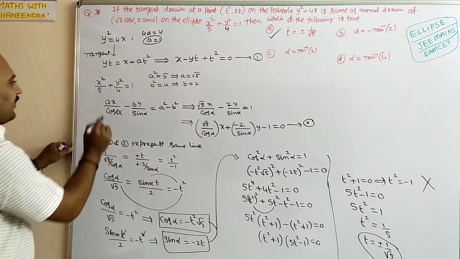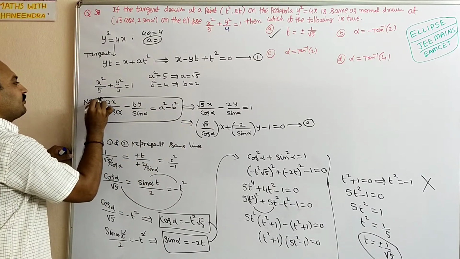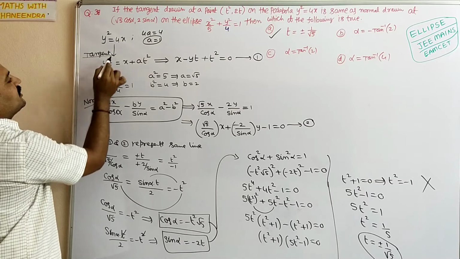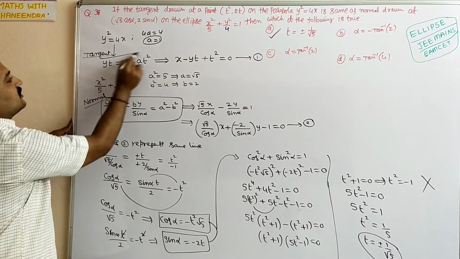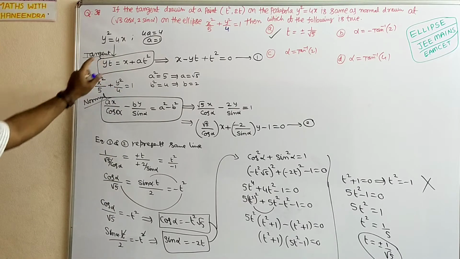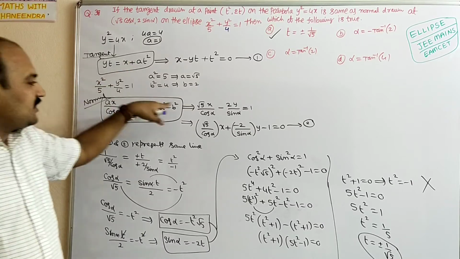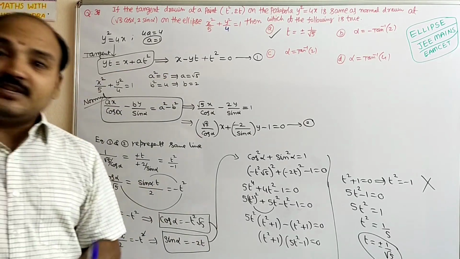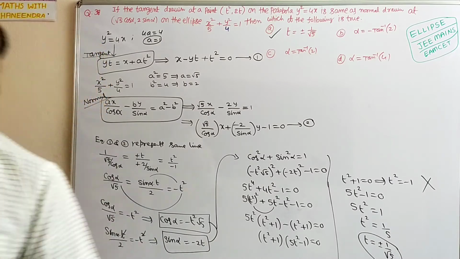So these are very important formulas. This is the normal equation to the ellipse. This is the tangent equation at the parametric point. This is the parametric equation of the tangent at the parametric point. This is the normal equation at parametric point alpha. Based on this, we will get this result. This type of questions you have to concentrate on, dear students. We will move to the next question now.